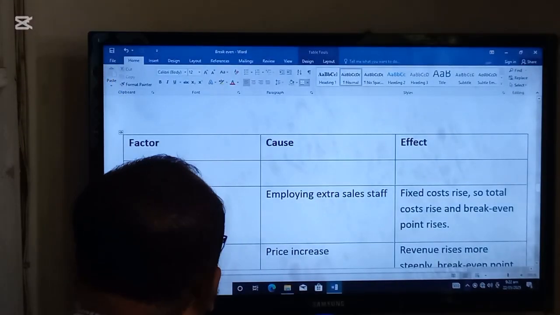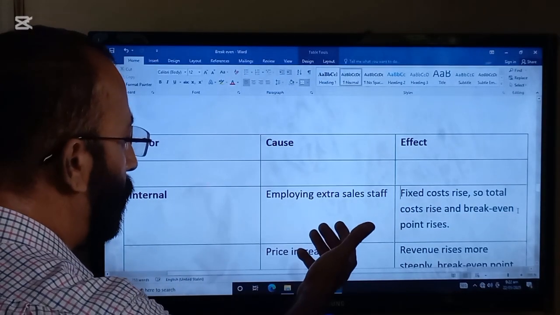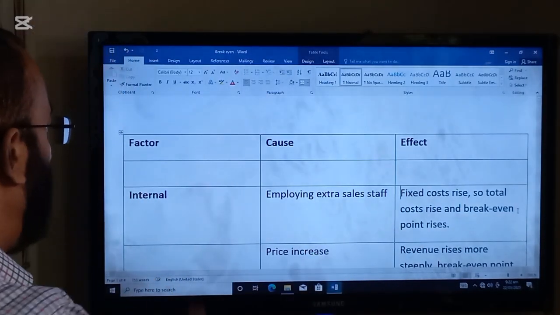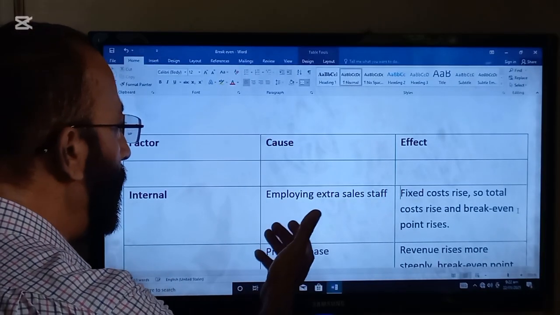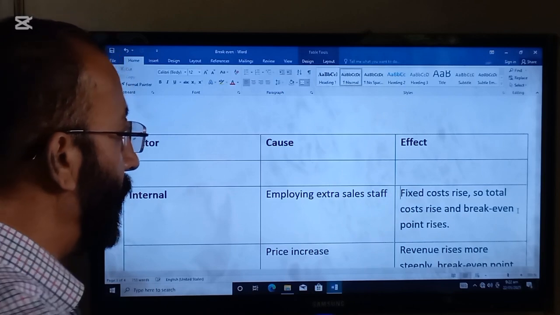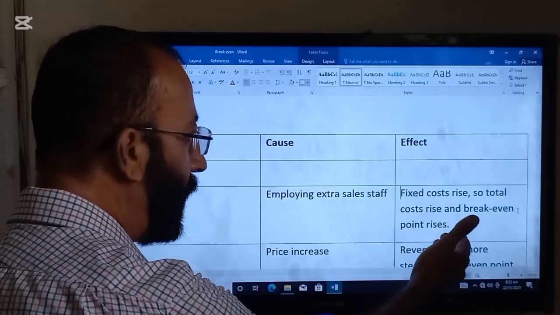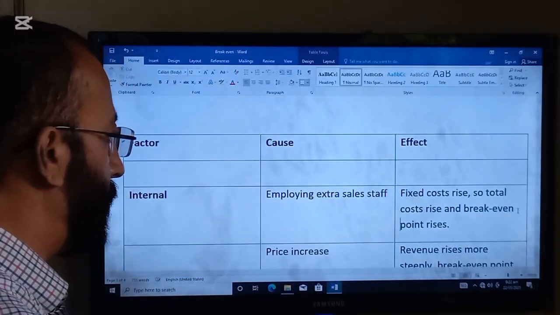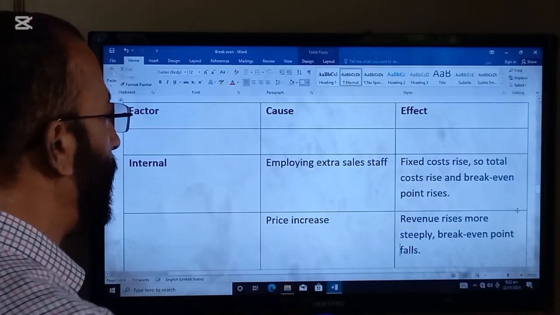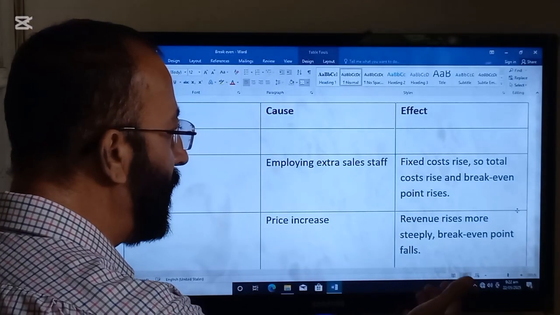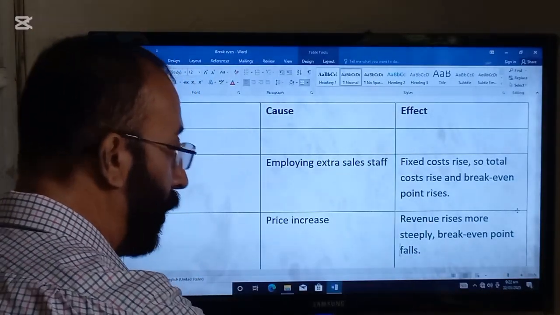Okay. Next, we are going to discuss each factor, its cause and effect. First, we are going to discuss the internal factor, that is employing extra sales staff. Its effect will be fixed cost rise, so total cost rises and break-even point also rises. Next factor which we are going to discuss is price increase. Its effect may be revenue rises more steeply and break-even point falls.